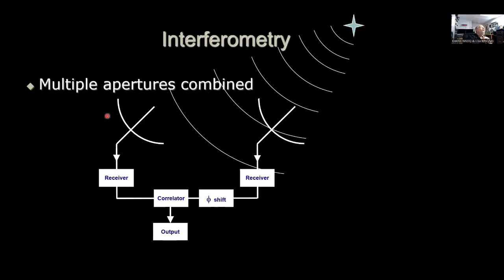Now, this is the earliest type of interferometer. It's interesting that as the technology progressed, the phase shift could be done by switching in different lengths of coaxial cable.